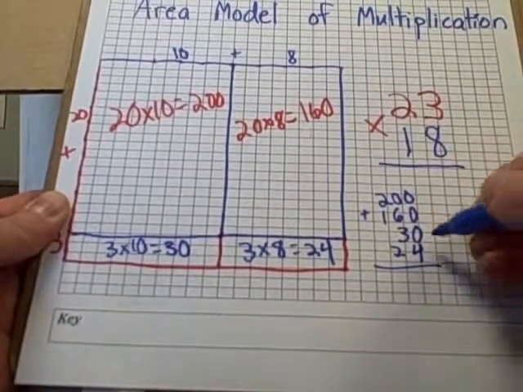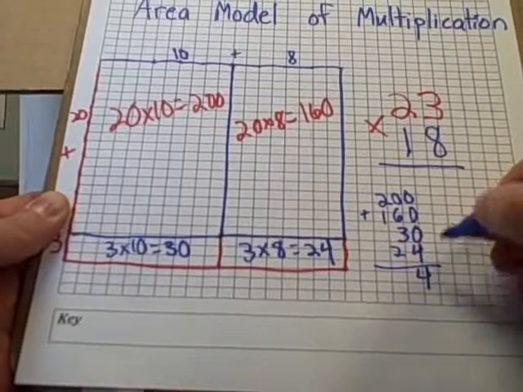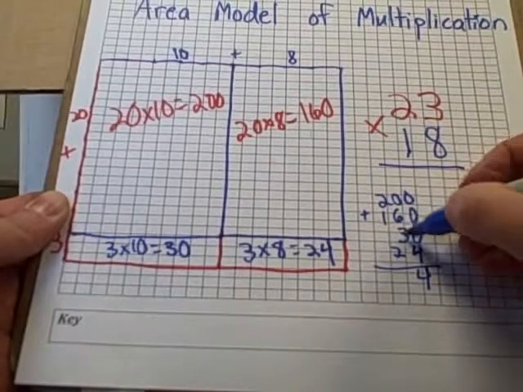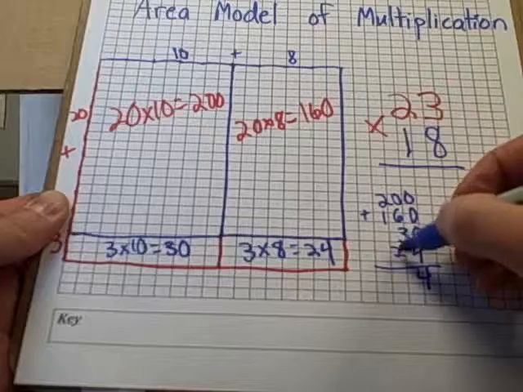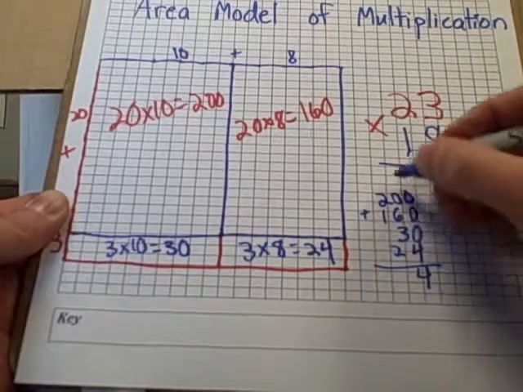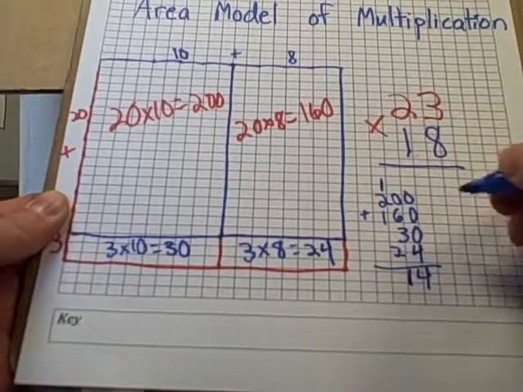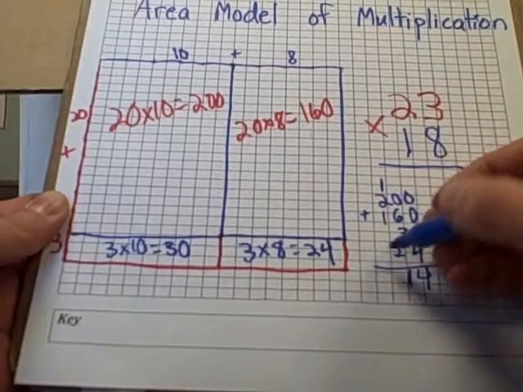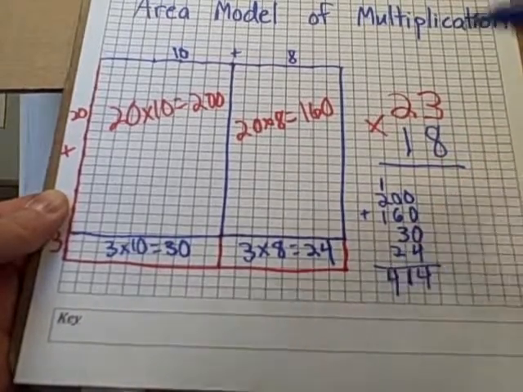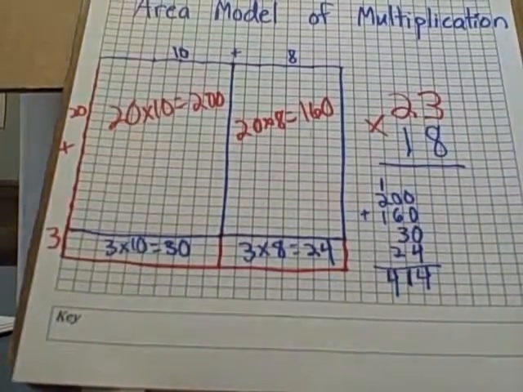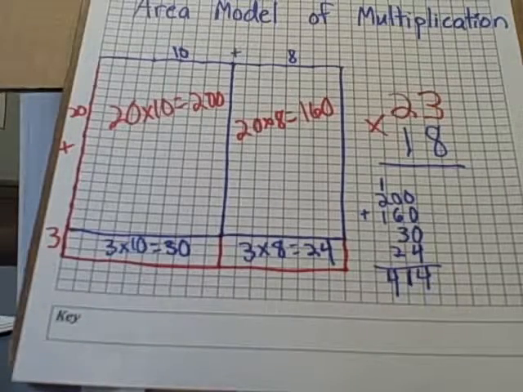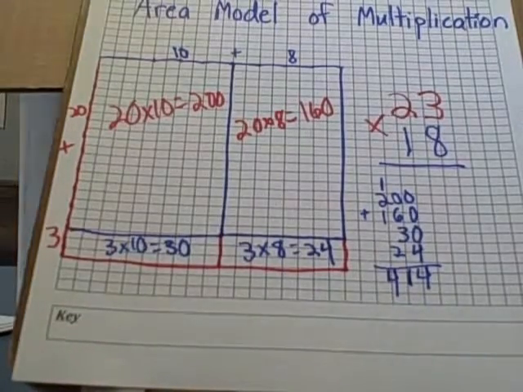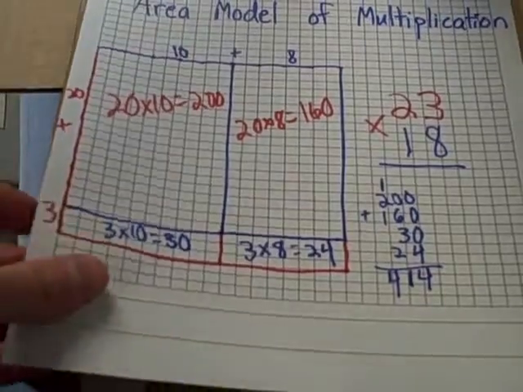0 plus 0 plus 4 equals 4. 0 plus 6 plus 3 is 9. Plus 2 more is 11. And that's really 11 tens. And then add the hundreds up and you've got 414. And the answer is 414 square units. So that's the area model of multiplication.